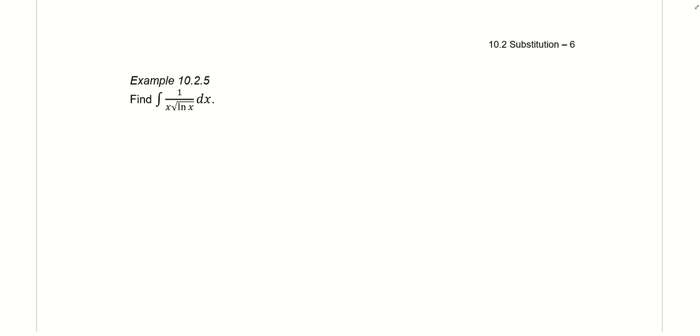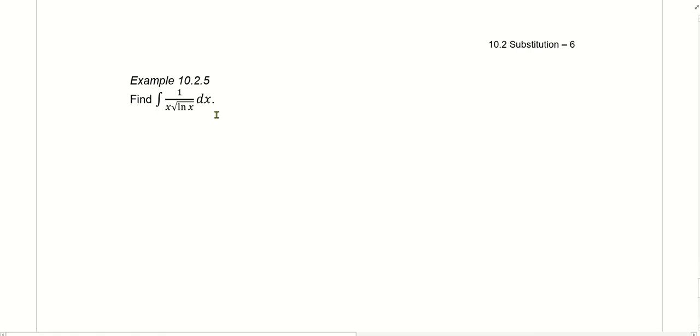So here on page 6, our last example, we are integrating 1 over x times the square root of the natural log of x. Now that doesn't look like a very fun function. Looks like it's rough to integrate. So let's try substitution, and let's actually try 2 different substitutions, 2 different versions or values of u, and see that they actually give us the same result.